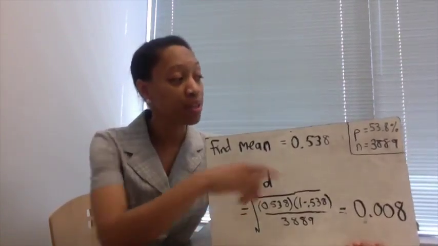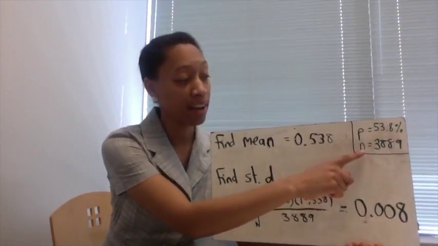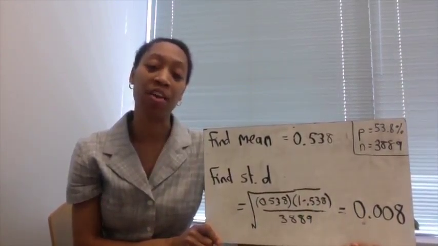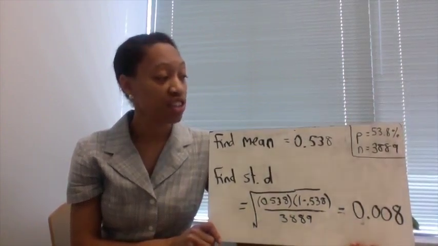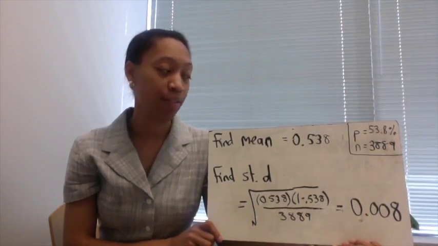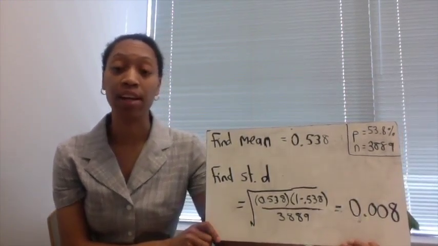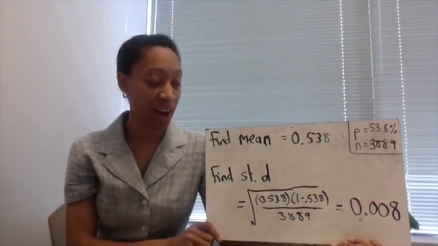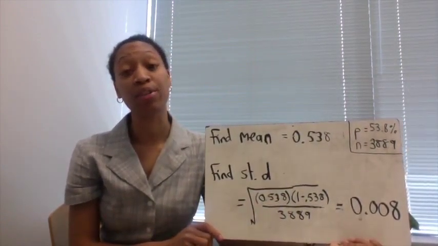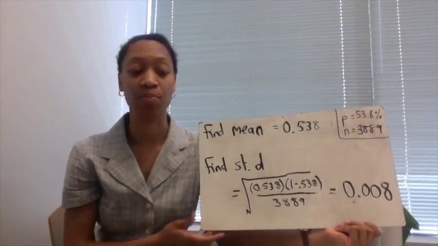First, we can use the probability and the number of things total to find the mean and the standard deviation. Well, the mean is just equal to the probability itself, so the mean is 0.538, and then the standard deviation I have to plug into the formula, and when I do, I get 0.008 for the standard deviation.